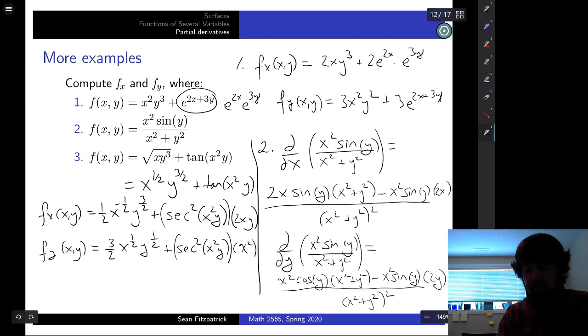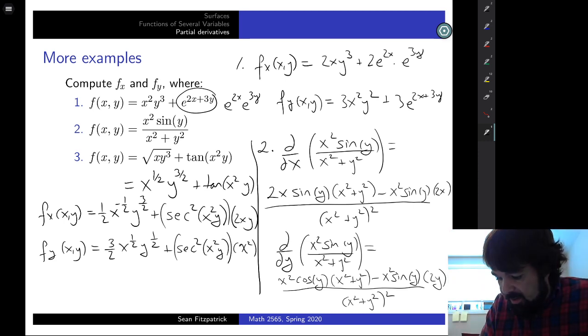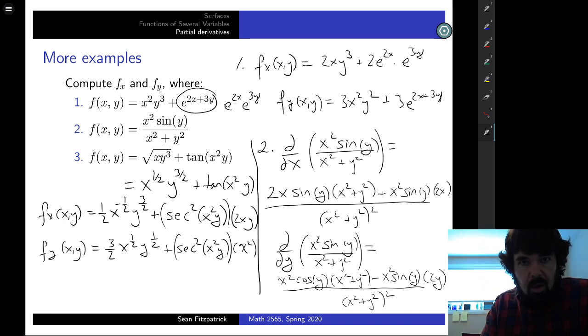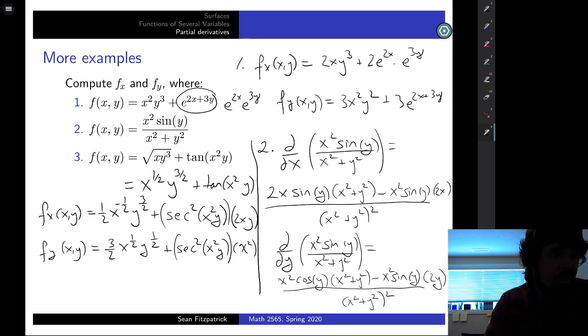I'll put some extra parentheses there, make sure it's clear that that's not part of the secant function. Doable. Hopefully that's doable. I think most of you can handle it.